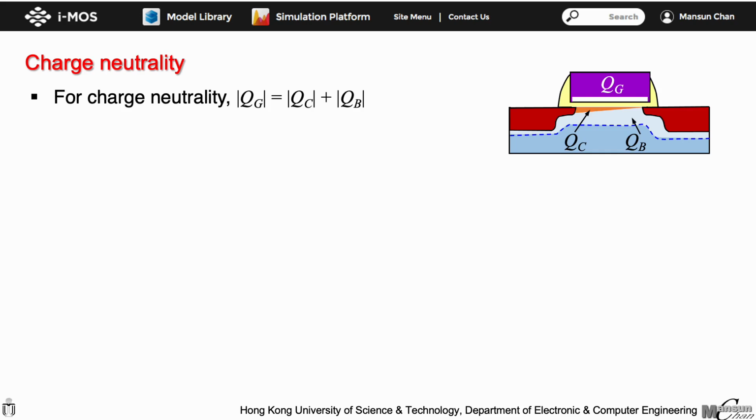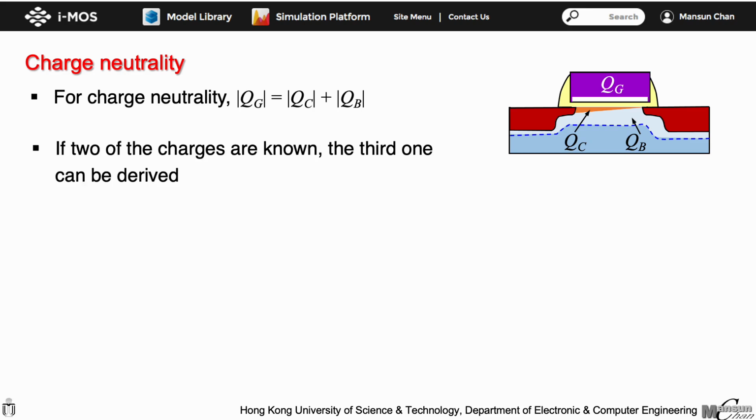As the MOSFET is expected to be charge neutral at all times, the magnitude of the gate charge must be equal to the sum of the magnitudes of the channel carrier charge and the substrate depletion charge. Therefore, if the values of two of the charges are known, the third one can be derived accordingly. In this example, we will derive the expressions for QC and QB, and the sum of the magnitudes will give the magnitude of QG.